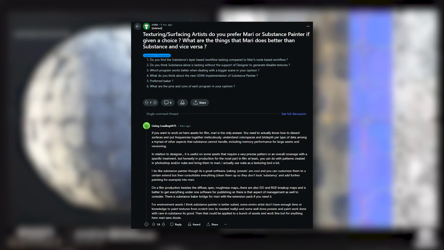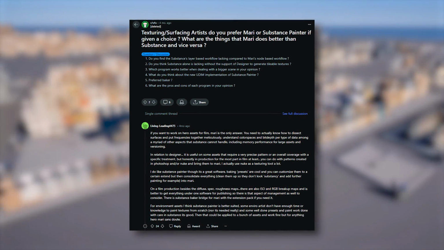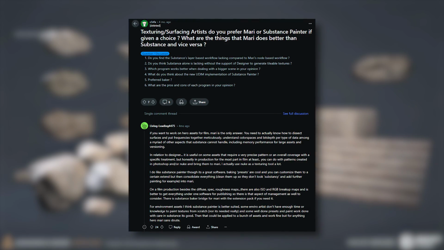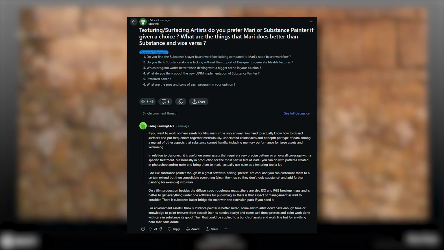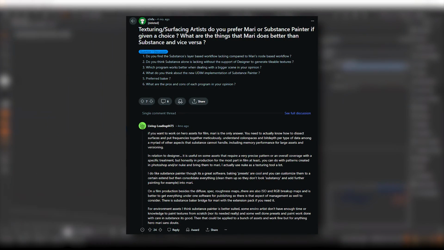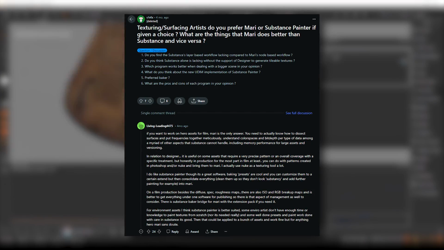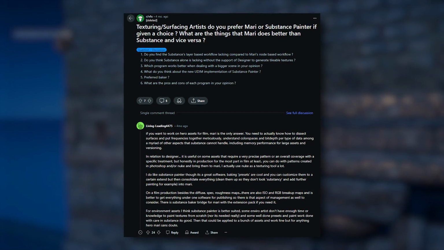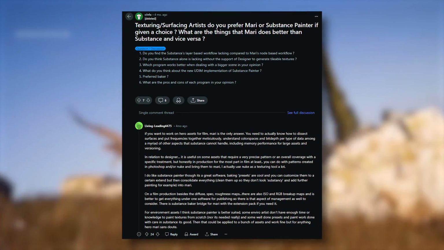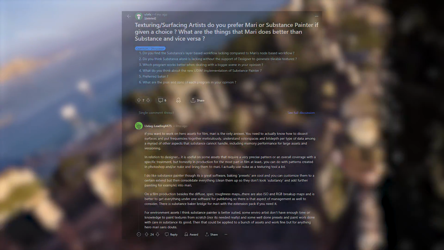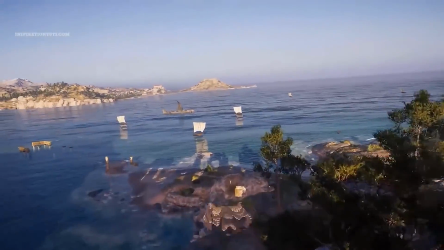Just like how a senior look development artist said, if you want to work on hero assets for film, Mari is the only answer. But for environment assets, I think Substance Painter is better suited. Some environment artists don't have enough time or knowledge to paint textures from scratch, nor is it really needed. And some well-done presets and paintwork done with care in Substance are good. Then that could be applied to a bunch of other assets, but for anything hero asset related, then Mari without a question. That was an opinion of an industry professional, and with that we conclude the video.